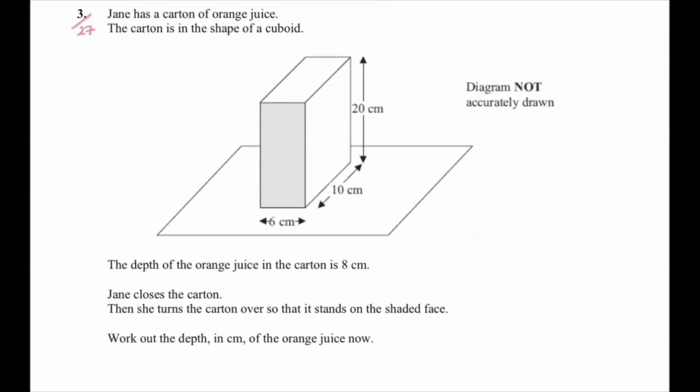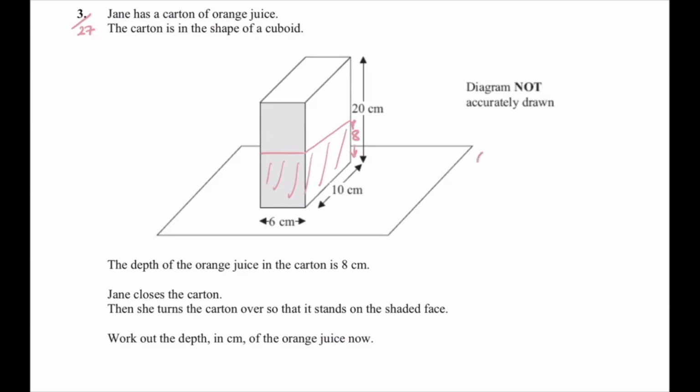It's quite wordy. We've got a diagram. We're being told that the depth of the orange juice in the carton is 8 centimetres. So technically, whilst it's 20 centimetres tall, we're only looking at orange juice that's filled up to 8 centimetres. So this kind of capacity here. So we want to find the volume at this point.